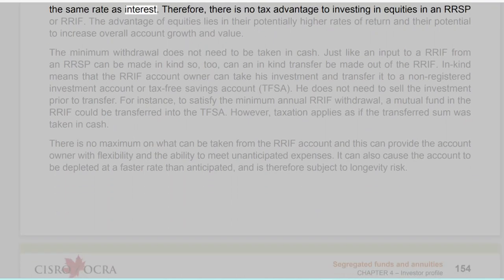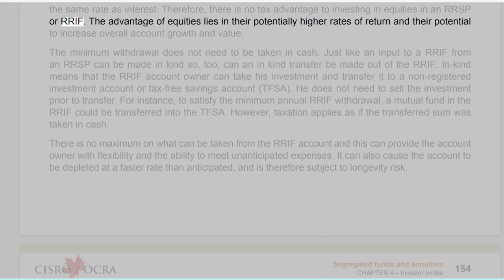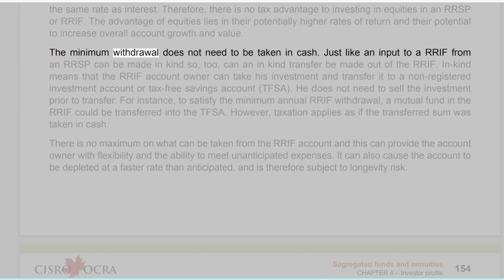The same rate as interest. Therefore, there is no tax advantage to investing in equities in an RRSP or RRIF. The advantage of equities lies in their potentially higher rates of return and their potential to increase overall account growth and value. The minimum withdrawal does not need to be taken in cash.